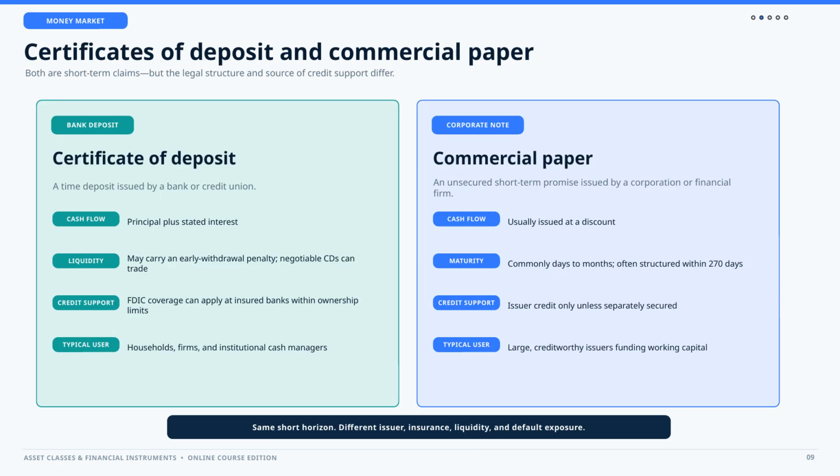A certificate of deposit is a time deposit issued by a bank or credit union. It usually pays stated interest and may impose a penalty for early withdrawal. At an FDIC-insured bank, deposit insurance can cover CDs up to the applicable limit, currently $250,000 per depositor per insured bank for each ownership category. Commercial paper is different. It is a short-term, usually unsecured corporate promise, often issued at a discount by large, creditworthy firms. The key lesson is that similar maturities do not create the same risk. Deposit insurance, issuer quality, marketability, and legal structure all matter.